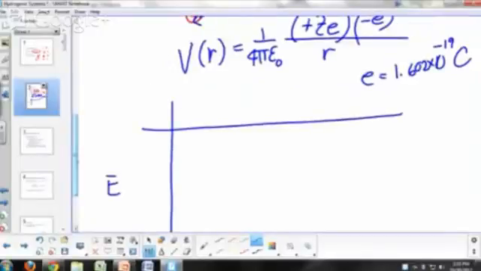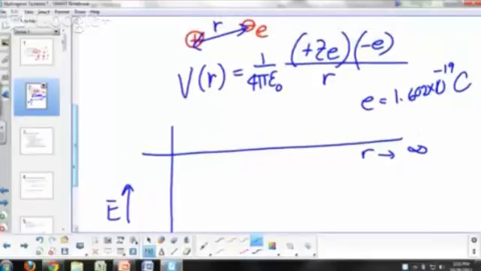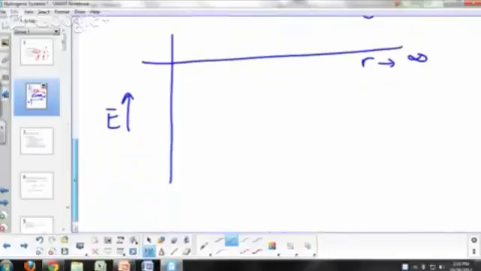So this is the energy. If I were to plot potential energy versus distance, this is R going to infinity that way. What would it look like? First of all, is it positive or negative? There's a negative there, right? So the potential energy plot is going to look like this.